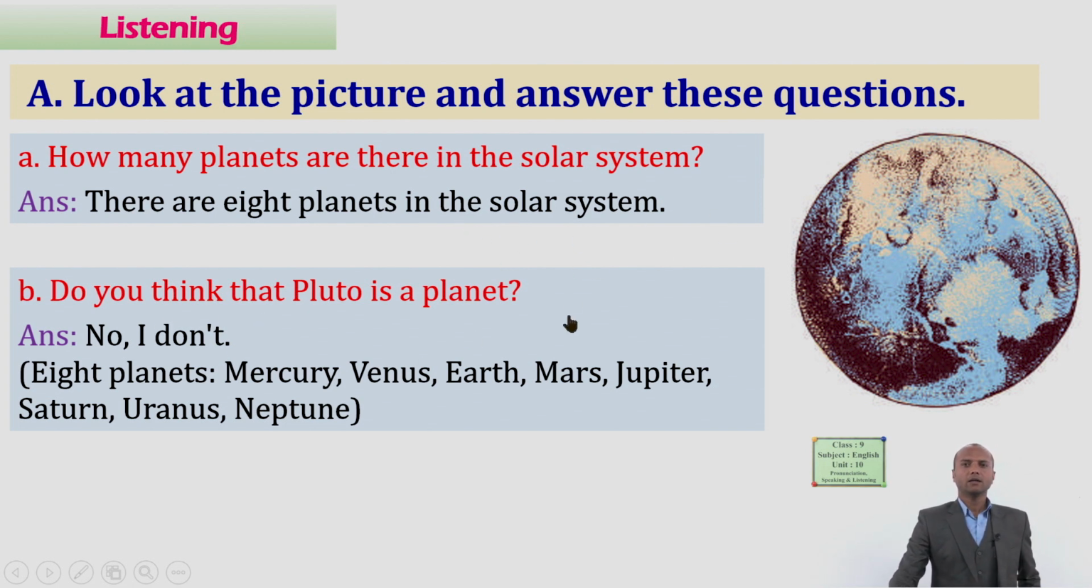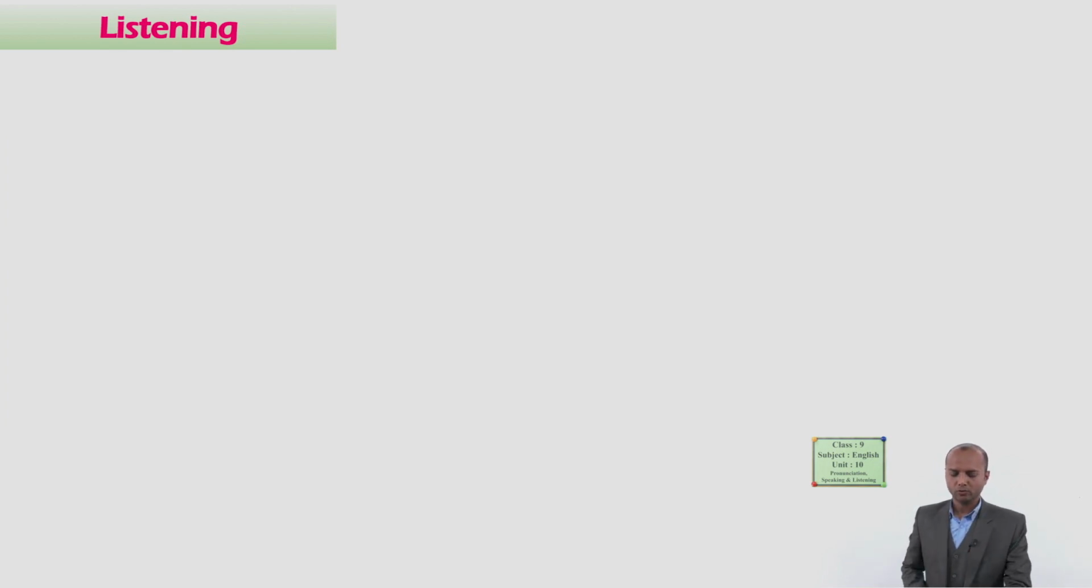When I was a young kid like you, we learned that Pluto was a planet, but it has been taken out of that category of planet. Why? It's amazing, isn't it? It was once a planet, but now it's not a planet. Why? So we are going to find the answer to these questions in this particular program or audio.